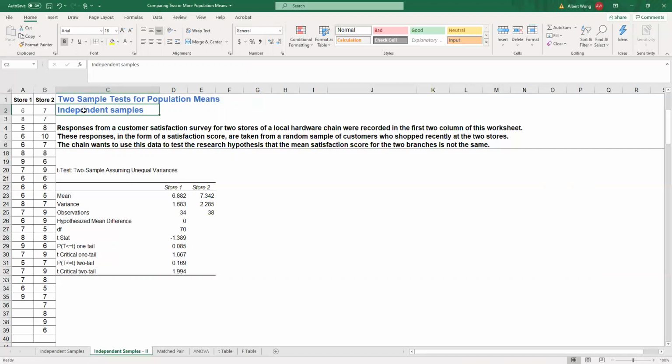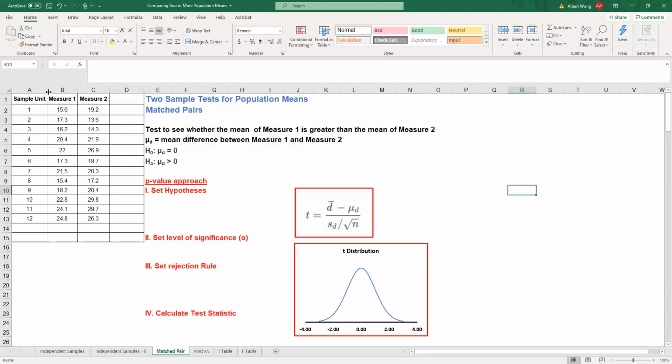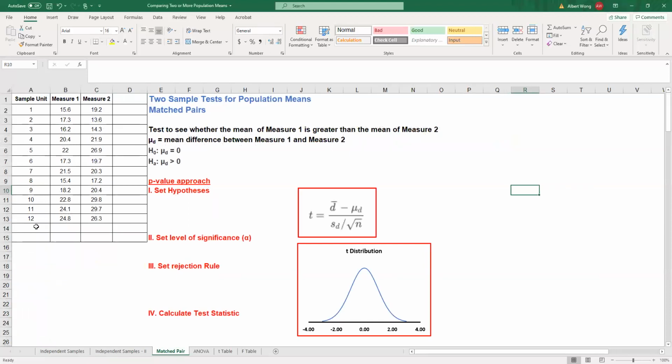However, in practice, we have another case. The other case is what we call matched pair. Matched pair is this. We take a sample of elements in a population, and we take 2 measurements from the same sampling unit or from the same elements. For example, if you want to see whether a drug is effective, then you select a number of patients, and you measure the blood pressure before the drug is administered, and then you measure the blood pressure after the drug is administered and see whether the drug is effective, right?